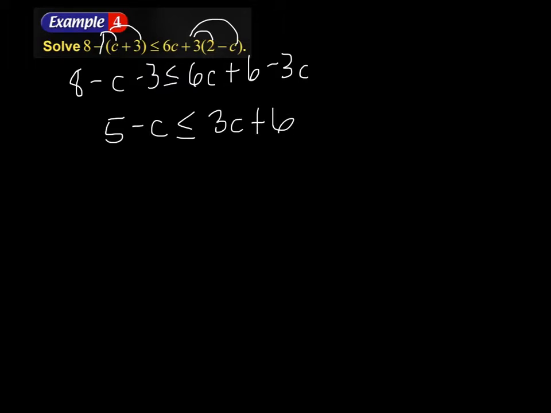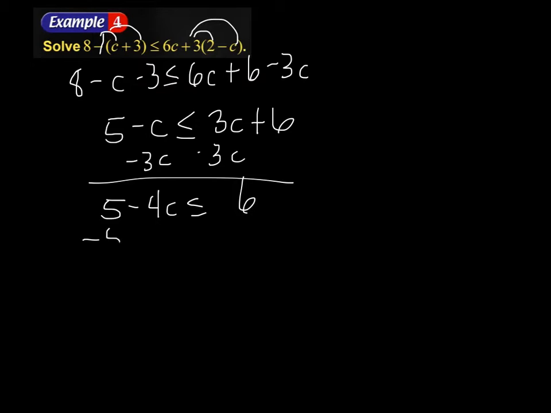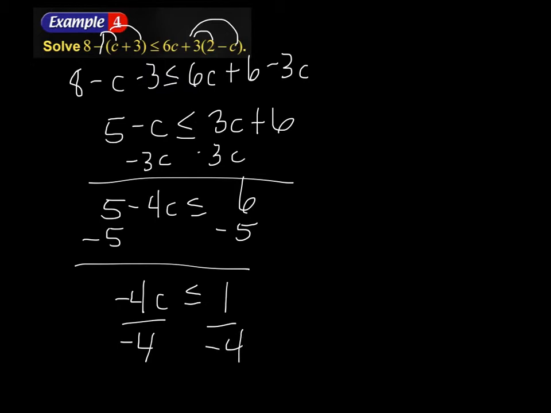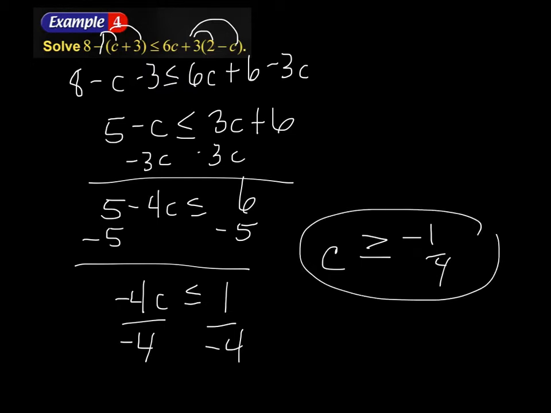Then I want to get my variable on one side. Subtract 3c from both sides. So 5 minus 4c is less than or equal to 6. Subtract 5 from both sides of the inequality. I have negative 4c is less than or equal to 1. Finally, divide both sides by negative 4. And I'm going to have c is greater than or equal to negative 1/4 because I reversed my inequality.